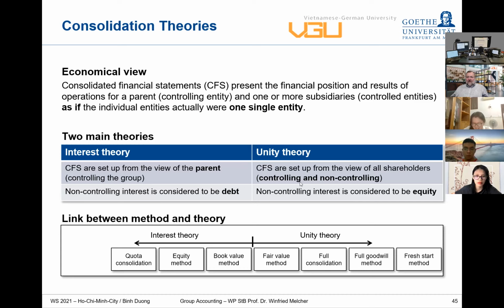When you look at the unity theory, the consolidated financial statements are set up from the view of all shareholders, so the controlling shareholders and the non-controlling shareholders. So the non-controlling interest is considered to be equity. It's equity of the shareholders, which is put into the company. In the end, that is the equity that has to be paid back to the shareholders, but that's equity and not a debt.